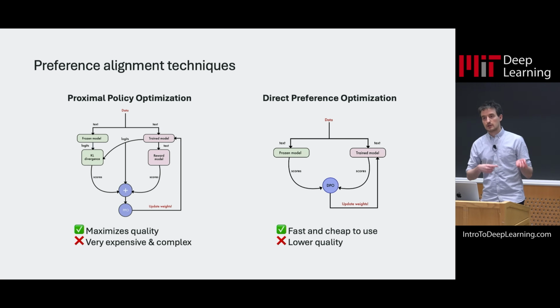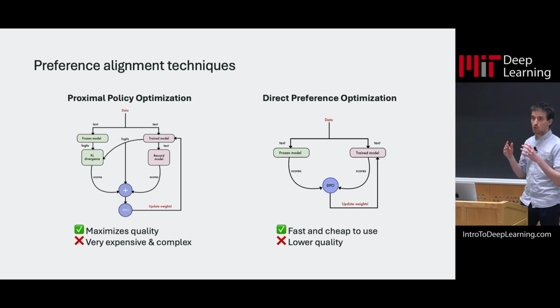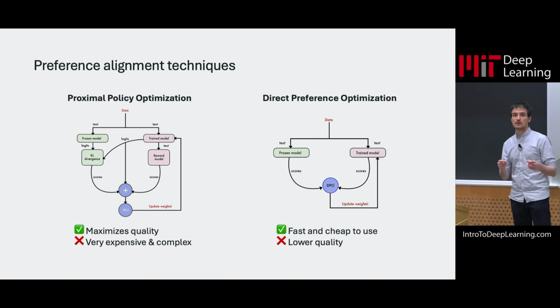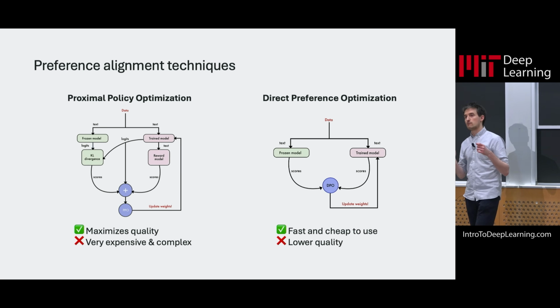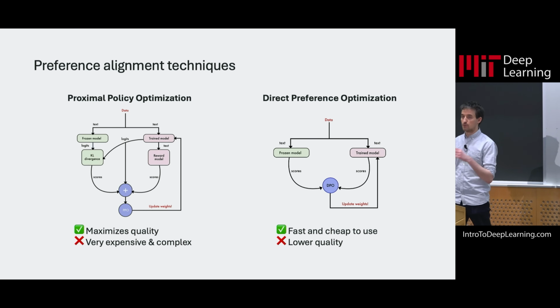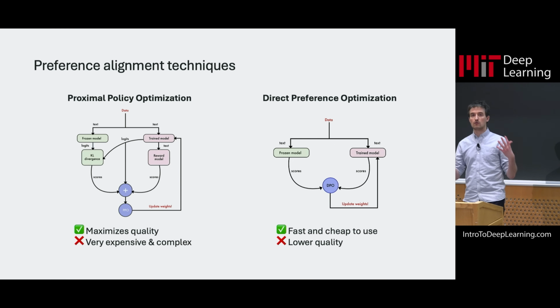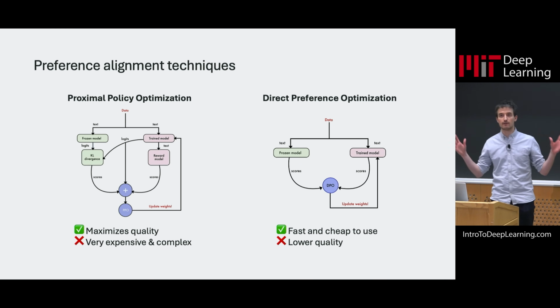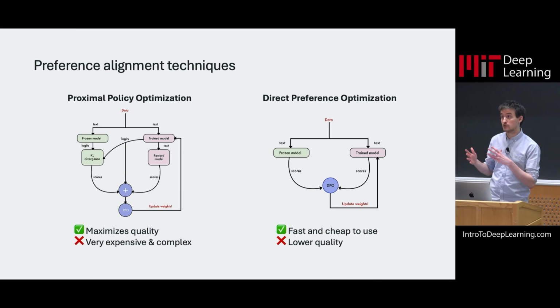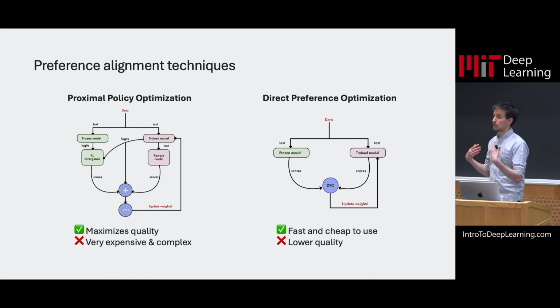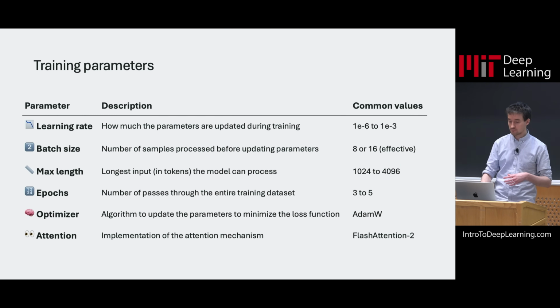So it's faster, it's cheaper to use, but the quality is slightly lower. In practice, this is not really a problem, and I would recommend using DPO over PPO unless you are OpenAI or you are in a very precise configuration where you have unlimited resources. Plus, DPO is a lot more user-friendly. It's a lot easier to tune the parameters.